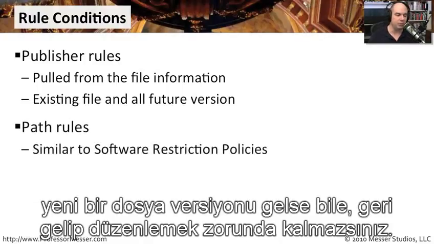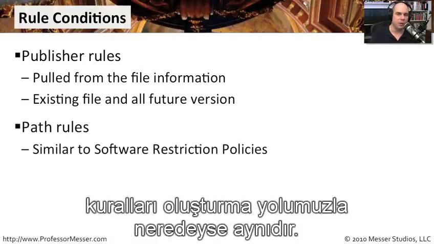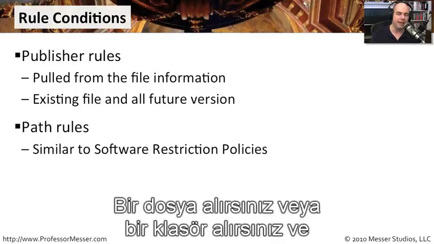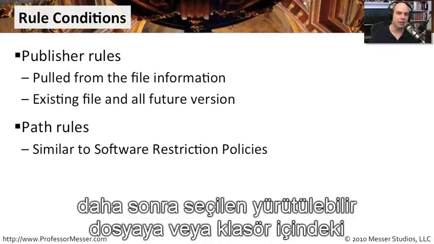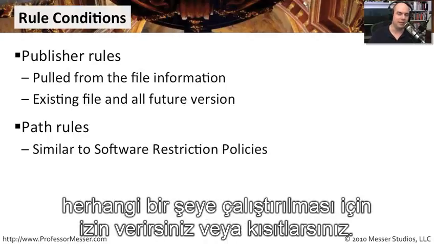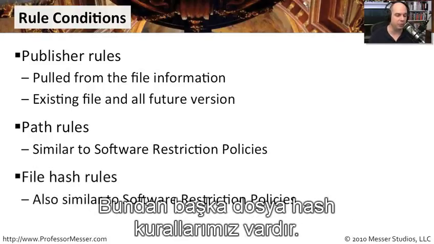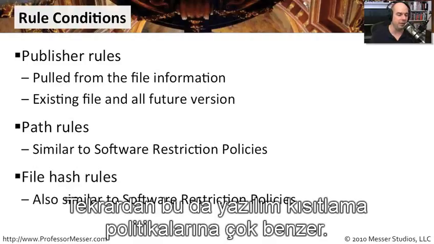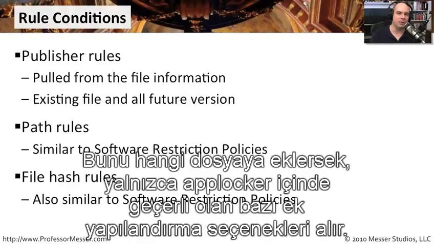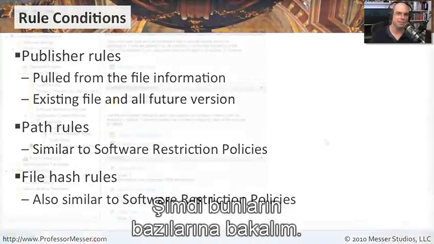We've also got path rules, which are almost identical to the way that we set up rules in our software restriction policies. You pick a file or you pick a folder, and then you can allow or disallow executables to run either with that particular file name or anything that's in that particular folder. We also have file hash rules. Again, this is also very similar to the software restriction policies. What we add to this is a number of additional configuration options that are available only in AppLocker. Let's look at some of those.